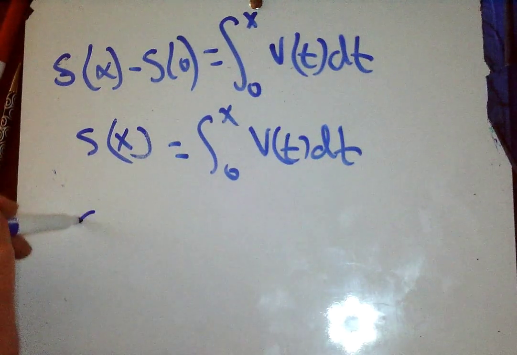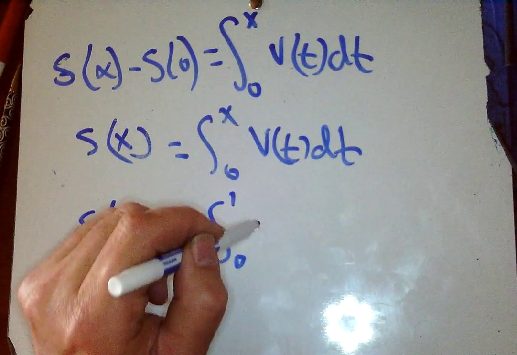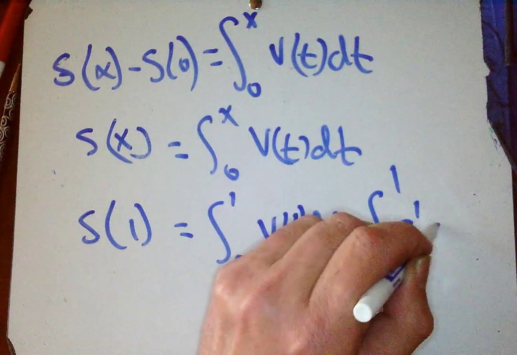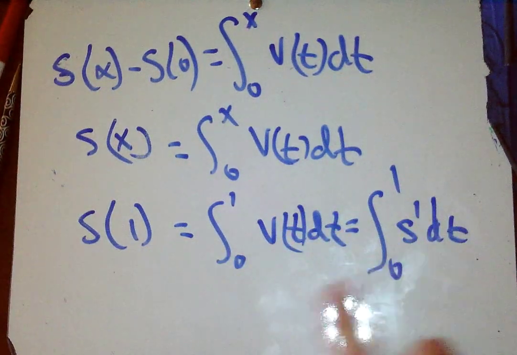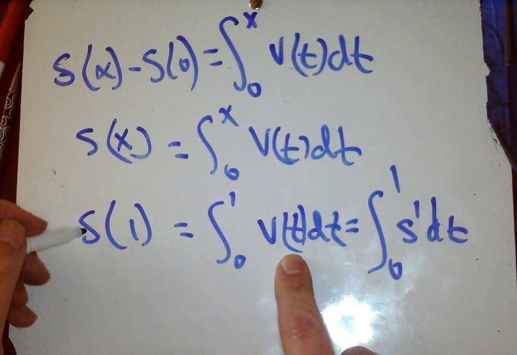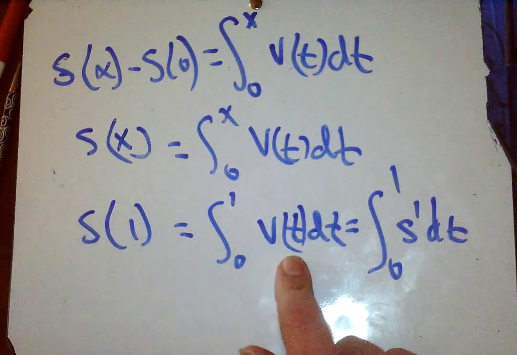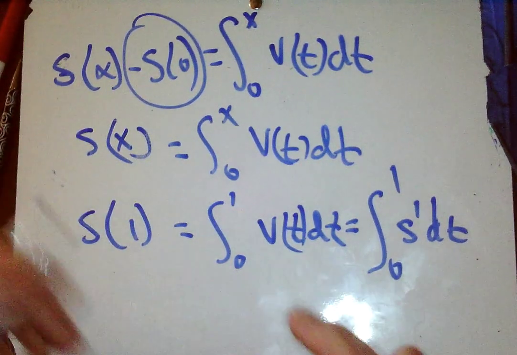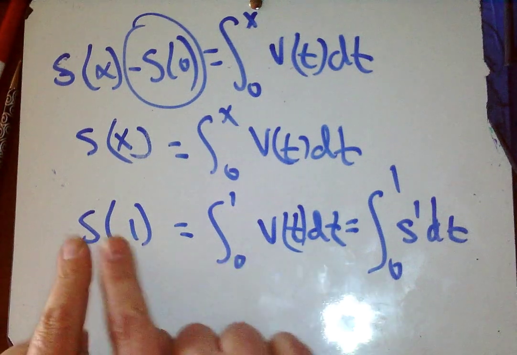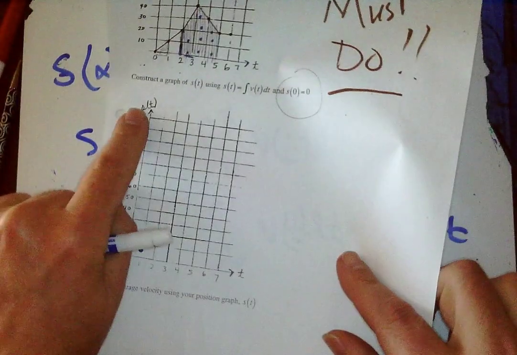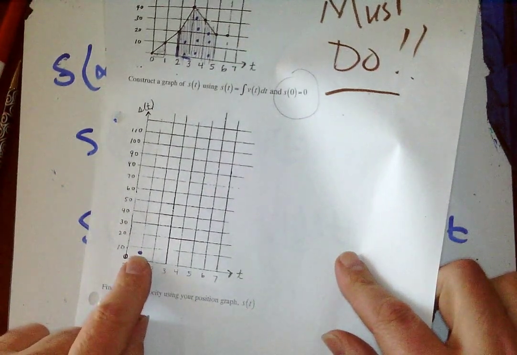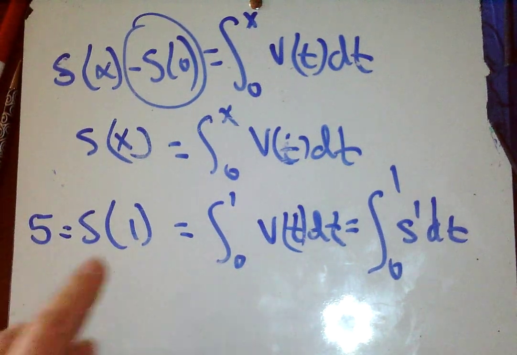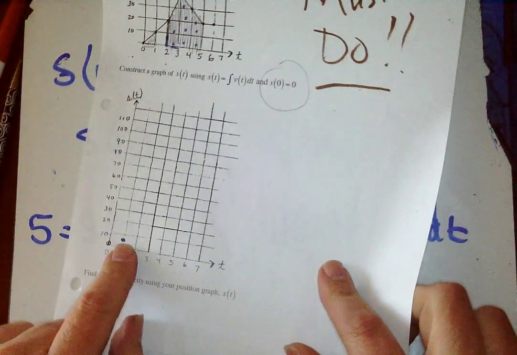And so let's say what we mean. We mean s of 1 is equal to the integral from 0 to 1 of v of t dt, or you could understand that as the integral from 0 to 1 of s prime dt. So when I find the area under this curve, I'm finding s of 1. Really, I'm finding s of 1 minus s of 0, but s of 0 is 0 in this problem, so I've got s of 1 minus 0. So if I integrate velocity, I'm getting this position value. That's why on my position graph, I marked a point (1, 5). The value of the integral was 5, and the time was 1. So at 1, I had a position of 5.